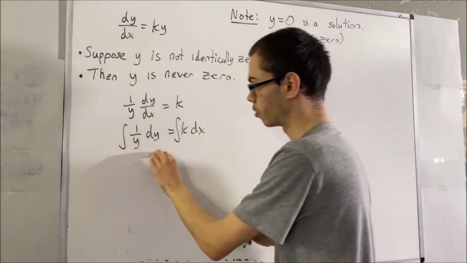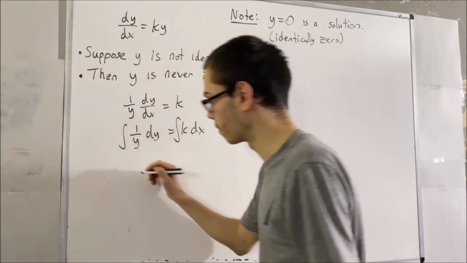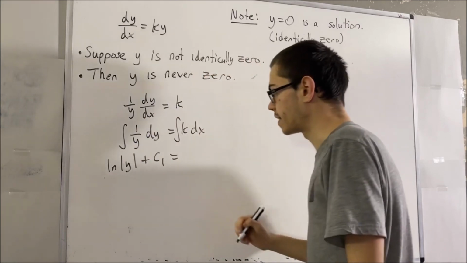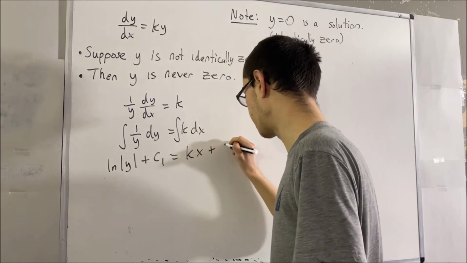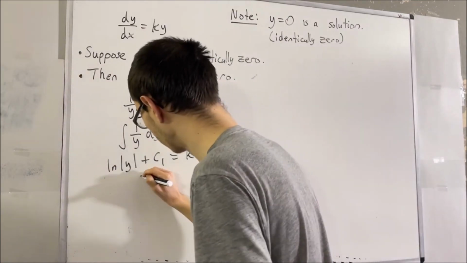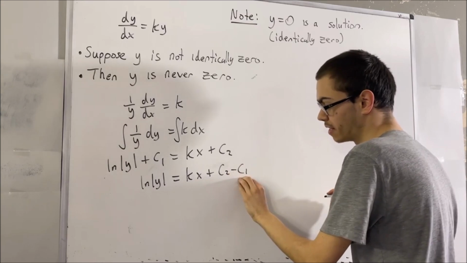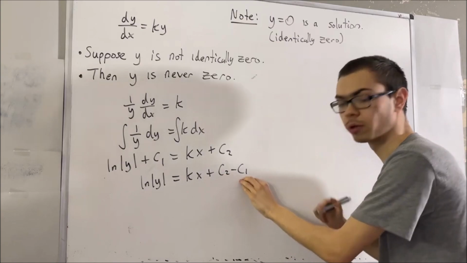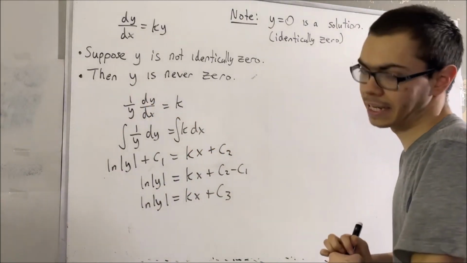As for the left-hand integral, we know that the integral of 1 over y is just natural log of the absolute value of y, and I'll add a constant of integration plus c1. On the right-hand side, the integral of k dx is just kx, and I'll add my constant of integration plus c2. Now notice we can subtract c1 to the other side. When we take a constant and subtract another constant, we also get a constant. So I'm going to rename c2 minus c1 to a new constant, c3. So c3 is just any constant.